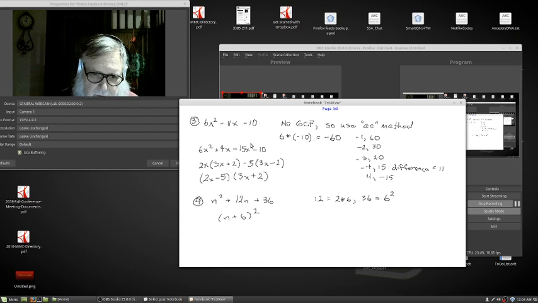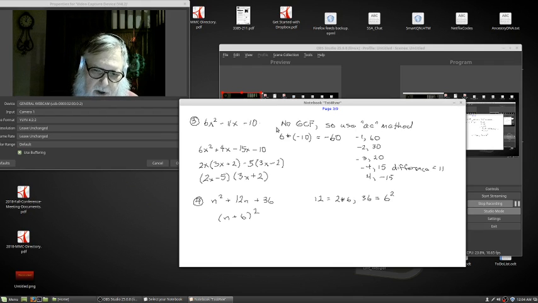Alright, for the third problem, you have 6x squared minus 11x minus 10. As I've noted over here, there's no greatest common factor. 6 and 10 both are divisible by 2, but 11 is a prime number. Its only factors are 1 and itself.